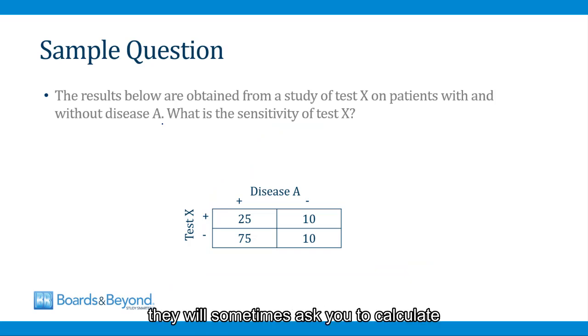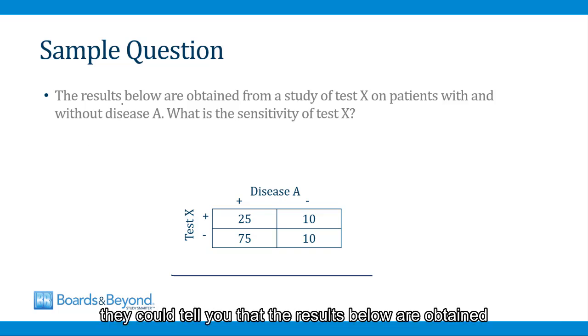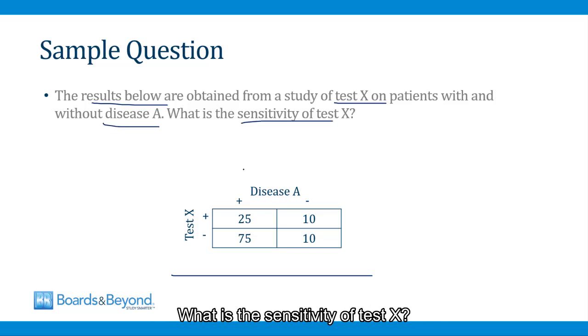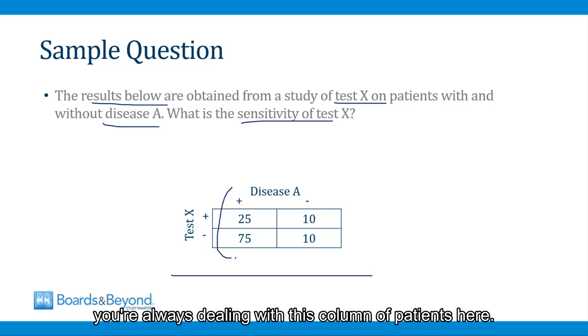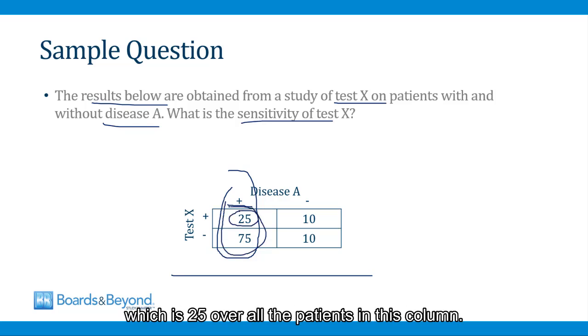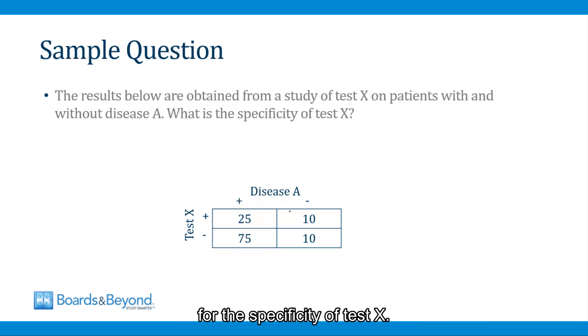So on your board exams, they will sometimes ask you to calculate the sensitivity or specificity. And this is very easy to do if you just set up a 2x2 table like I've shown on the screen here. So for example, they could tell you that the results below are obtained from a study of test X on patients with and without disease A. What is the sensitivity of test X? So when you're asked about sensitivity, you're always dealing with this column of patients here, the patients who have disease. And the sensitivity is the true positives, which is 25, over all the patients in this column. So in this example, it would be 25 over 100 or 25%. And then they could also ask you for the specificity of test X.